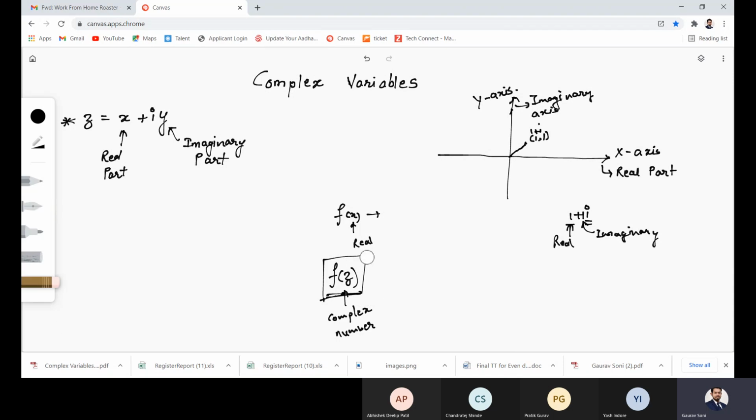Okay, so whenever I say a complex variable, it means that it is z, and that z is of the form x plus iy.